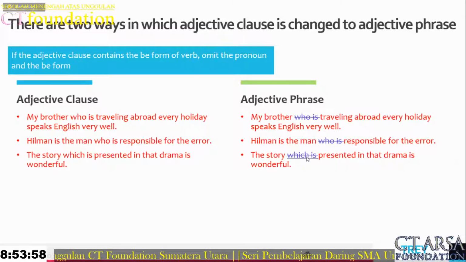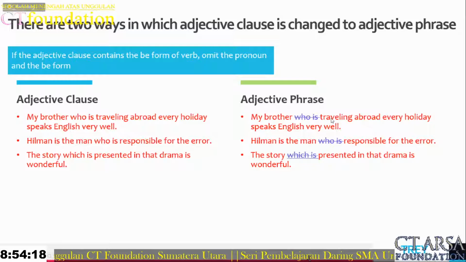So there are several kinds here, right? When the adjective clause is changed into an adjective phrase, we omit the relative pronoun and the be form. Number 1, my brother who is traveling. So when the sentence is in present participle.